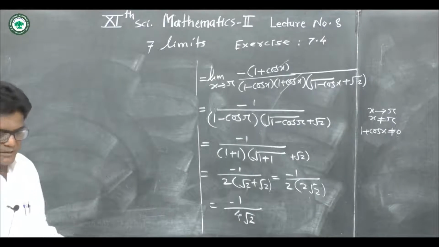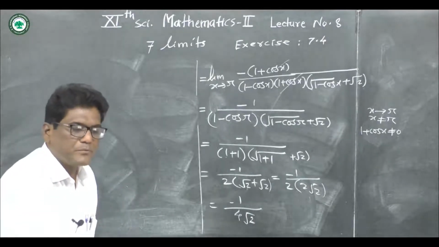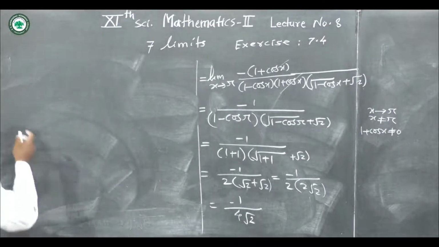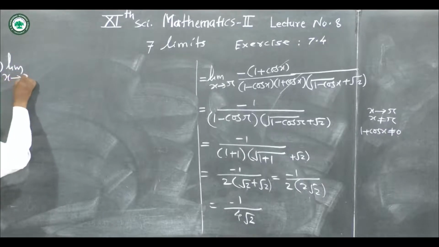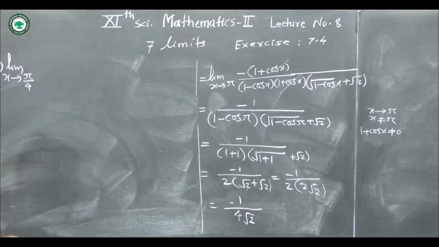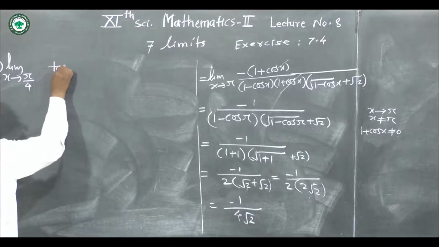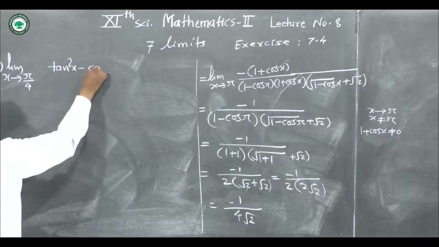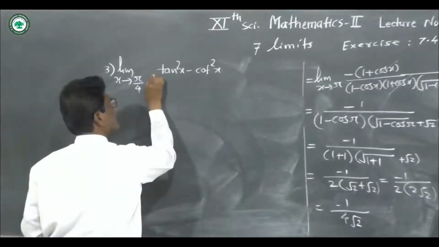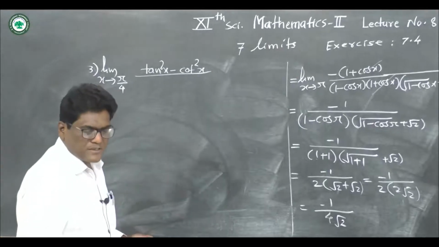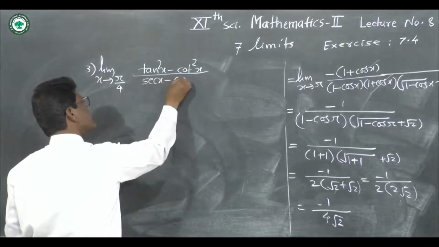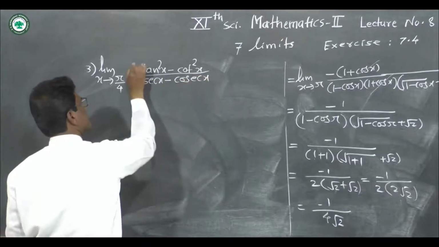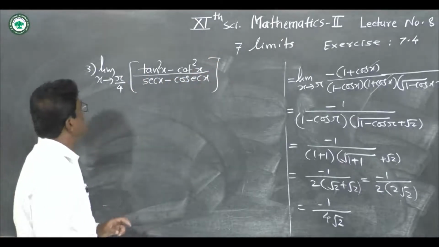Third problem here: limit as x tends to pi by 4 of (tan square x minus cot square x) divided by (sec x minus cosec x). Okay, this is the given problem, third problem.